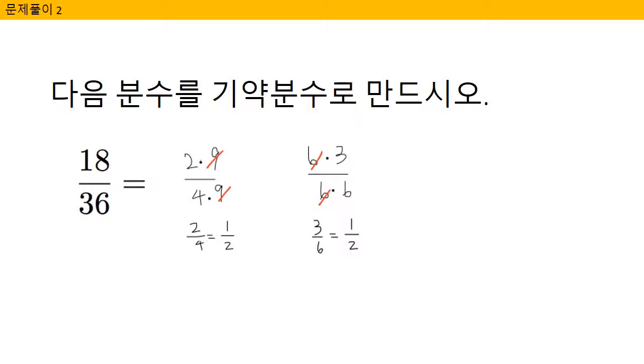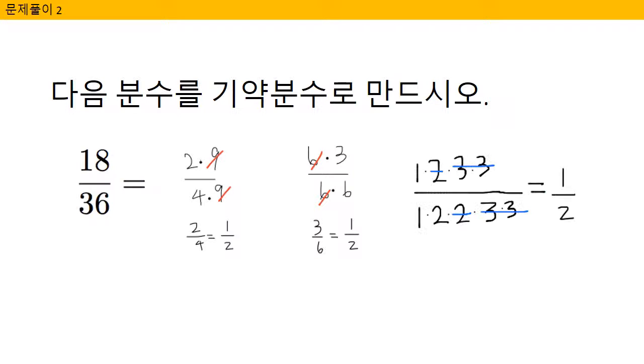But if you don't remember any of these factor sets from the multiplication table, you could go the long way and do 1 times 2 times 3 times 3 for the factors of 18, and 1 times 2 times 2 times 3 times 3 for the factors of 36, cancel out all the common factors on the top and bottom, and reduce the fraction to 1 over 2.